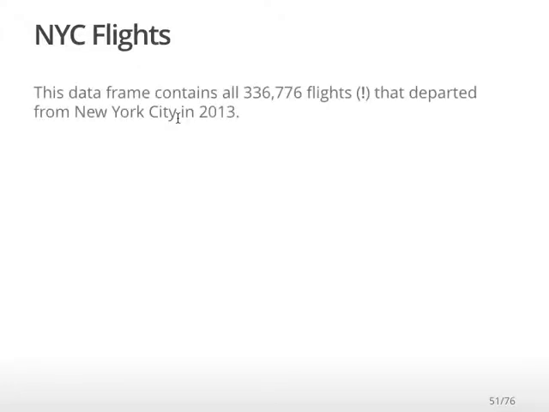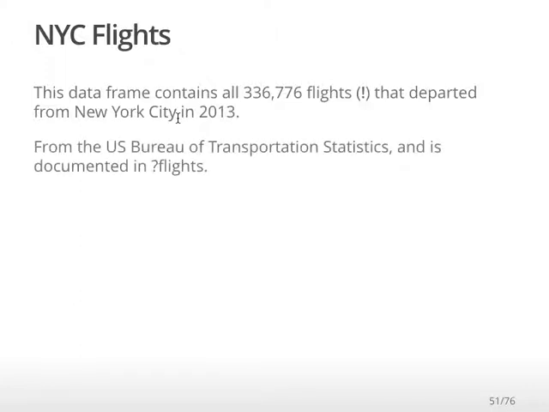It's a really massive data frame, so we're working with big data now. The biggest data set you've probably ever opened. It has 336,000 flights that departed from New York City in 2013. So congratulations, you're a data scientist after today because you loaded a really big data set. It's from the US Bureau of Transportation Statistics, and you can find out more information by using a question mark and flights. So we can call it directly.